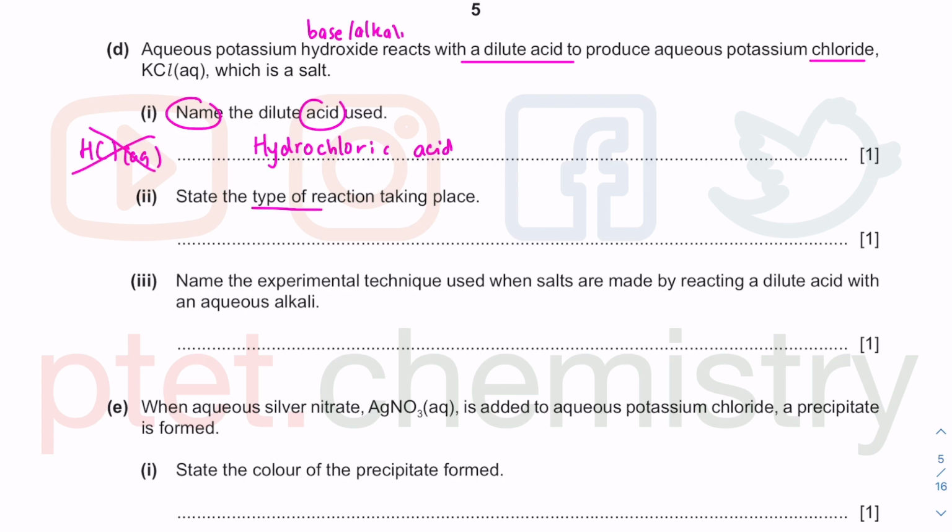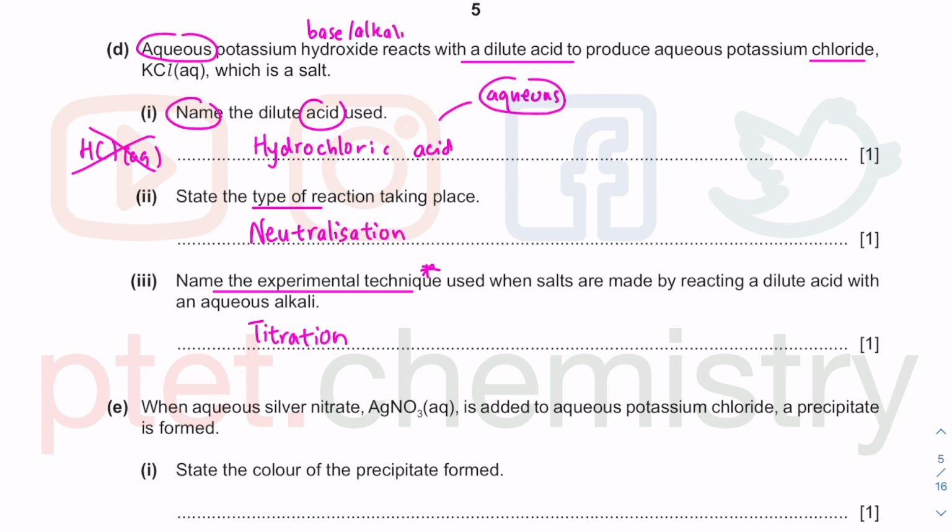State the type of reaction. This is between an acid and a base. This is what you call a neutralization reaction. What is the experimental technique that you use when salts are made? By reacting, this is using a titration method because we are talking about aqueous there, and we are talking about aqueous of the acid. So solution is solution, acid-base titration there.